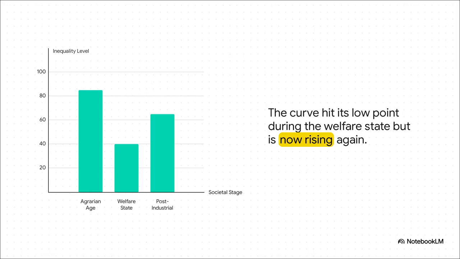So this right here is the whole story in a nutshell. You see inequality peak in the agrarian age. Then it drops and hits rock bottom during the high point of the welfare state. But then, as industry leaves, that progress just stalls out. The curve bottoms out, and it starts to creep back up. We're in that second ascent now.